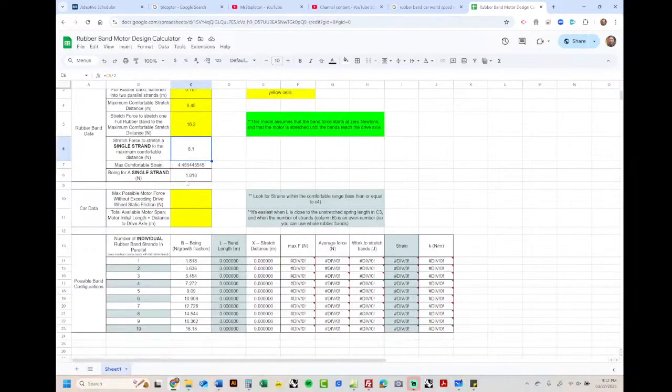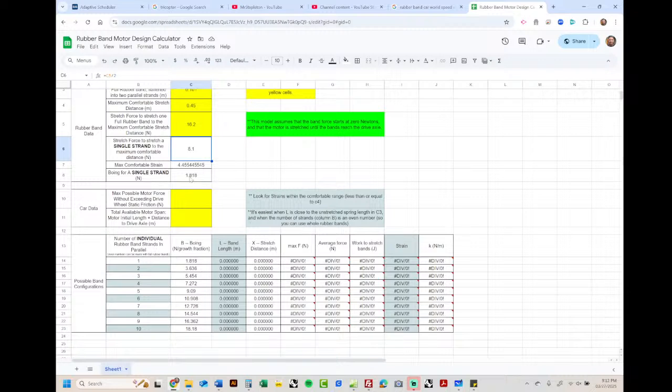So I've got strain and then I've got buoying. So buoying is 1.818 newtons. So what that means is if you take any piece of rubber band, no matter how long, and you double the length of it, you stretch it its full original unstretched length, then you have to exert 1.818 newtons. If you stretch it to 3 times its original length, meaning the stretch distance is twice the original length, then you have to exert twice this, so 3.636 maybe, something like that. And did I do that right? Yeah.